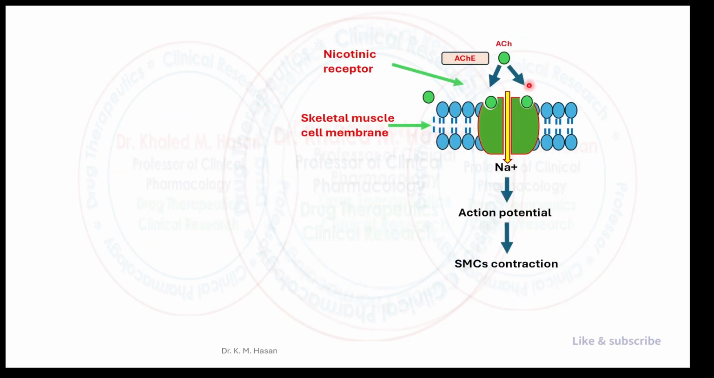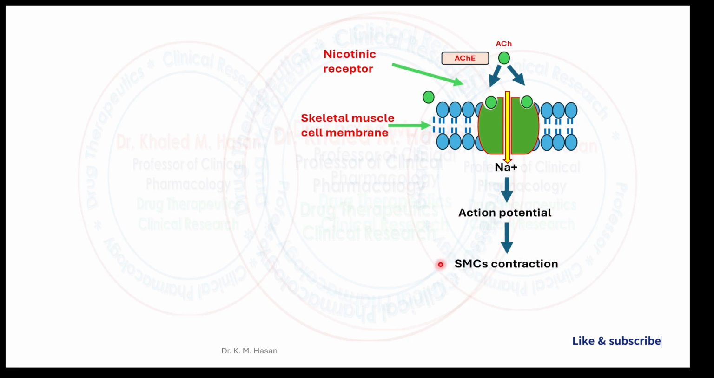When acetylcholine binds to the nicotinic receptor, this will open the sodium channel and allow sodium to enter the cell. When the sodium enters the cell, it causes an action potential, depolarization. This will lead to skeletal muscle contraction.